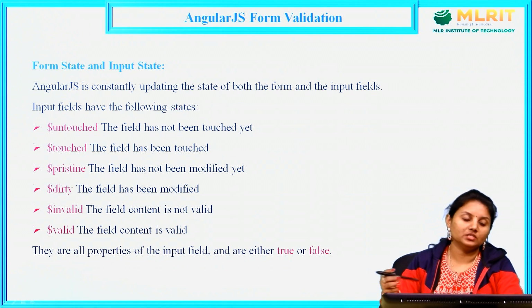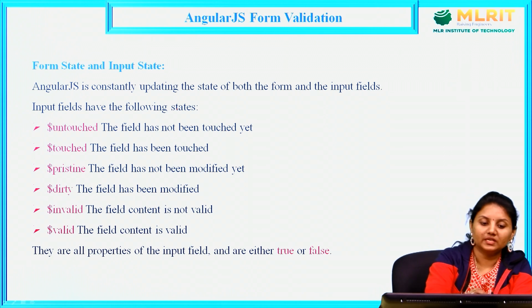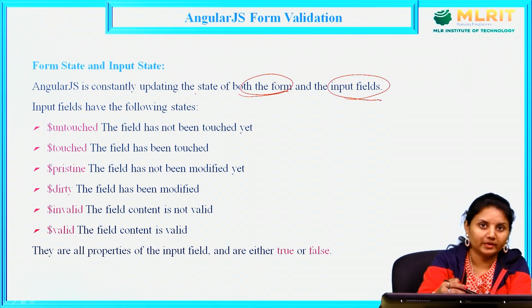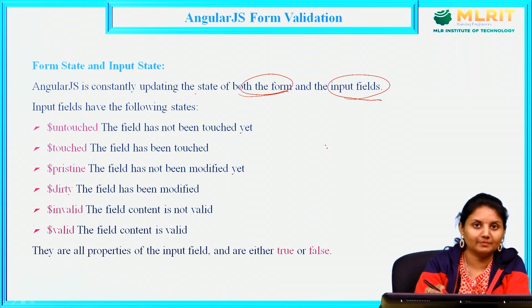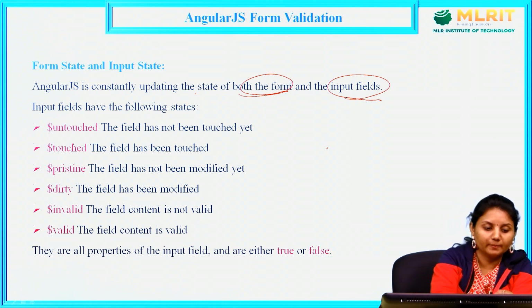AngularJS form validation requires the state of your form and input. So to know them, we have something constantly updating the state of both the form and the input fields. So it updates, because when you are clicking it is true, when you are not clicking it is false sometimes. We have seen the difference. So to know that, we have some input fields with these states.